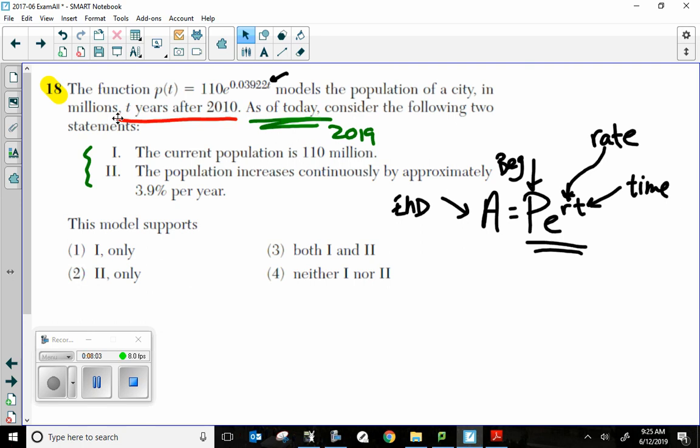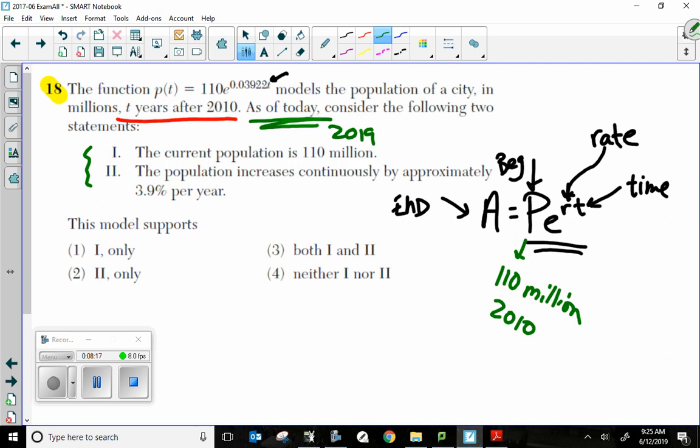So I look at this and I say, okay, here we go. I know my beginning amount is 110 million. That's in the year 2010 when we start this. Time is the years since 2010. So if today is 2019, this year, time would be 9, right? Because that's 9 years. Your ending amount, I'd have to calculate that. And this is my rate, 0.03922. If I converted that to a percent, that's 3.922%.